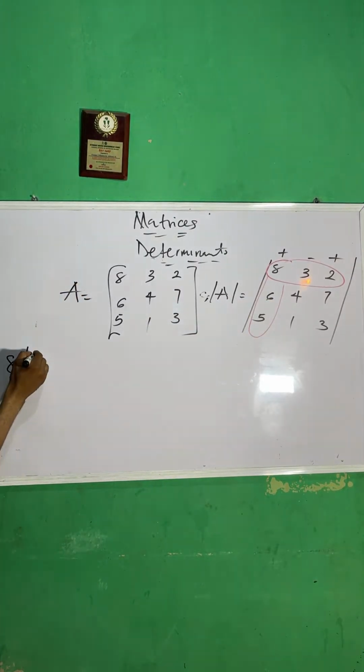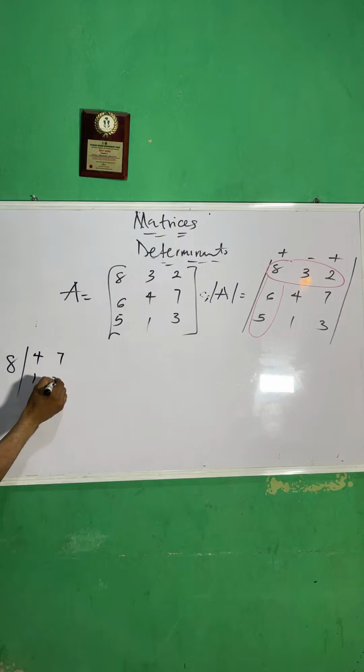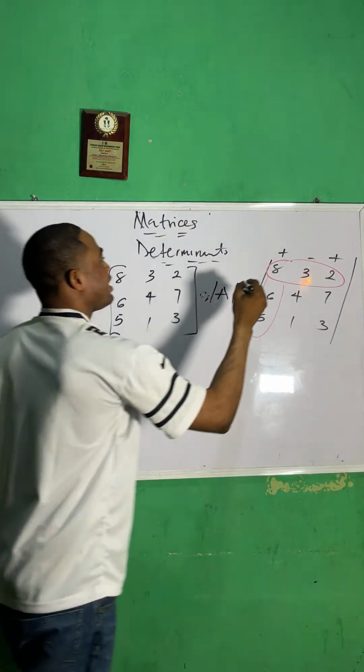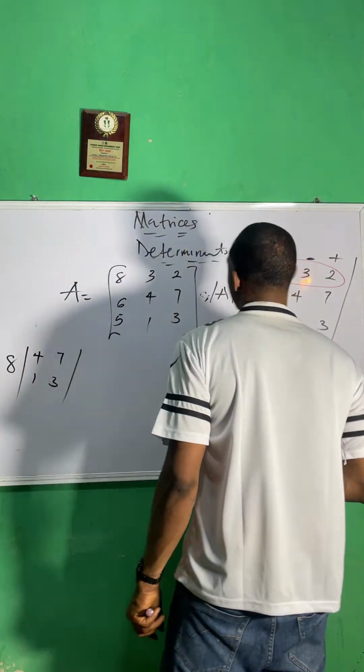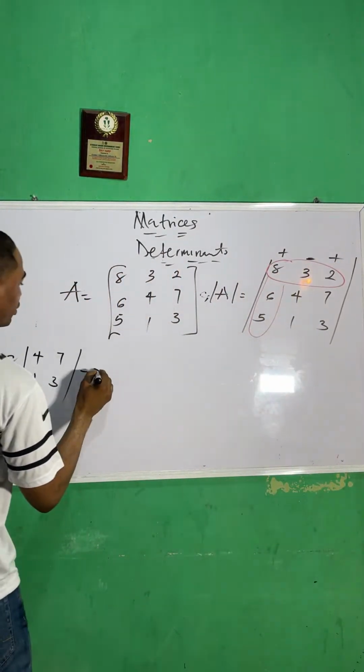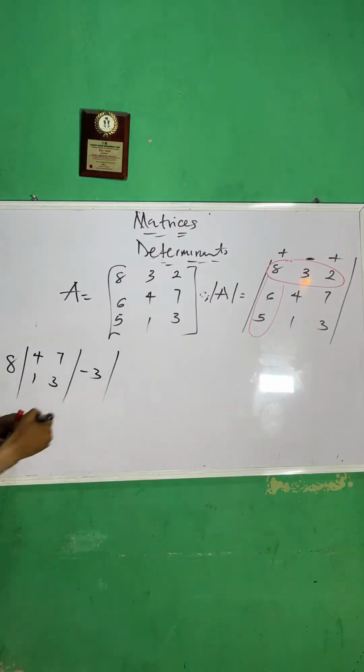So the slave there is now going to be 7, 4, 1, 3. That's a 2 by 2 determinant. So what's the sign on the king 2? The king 2 has a negative sign, which is going to be -3. And the king 2, we also want to take a slave.